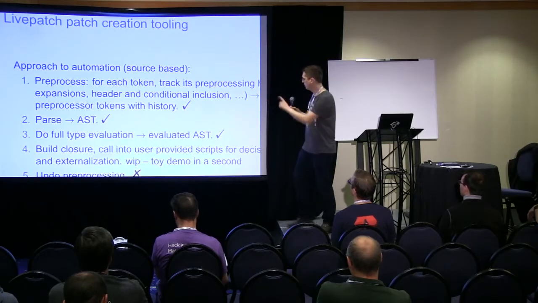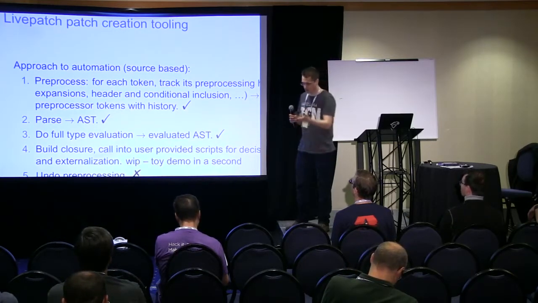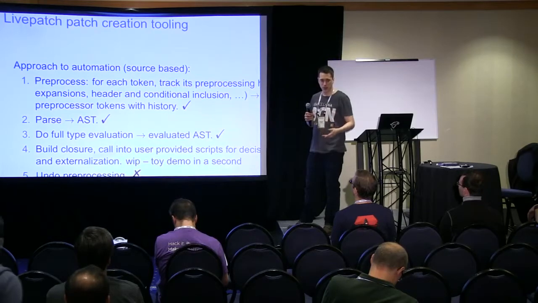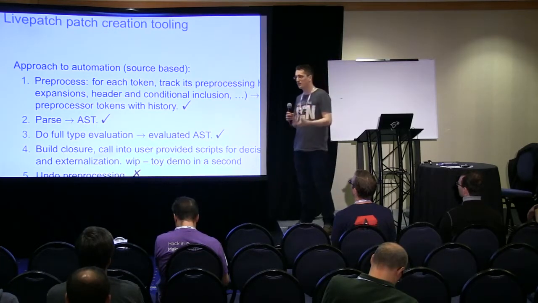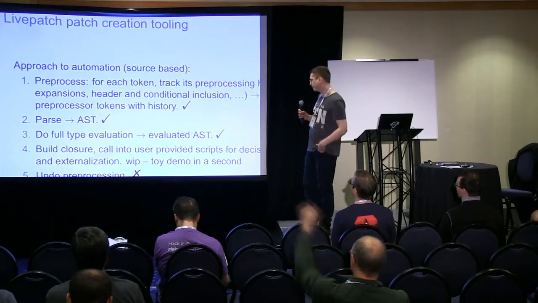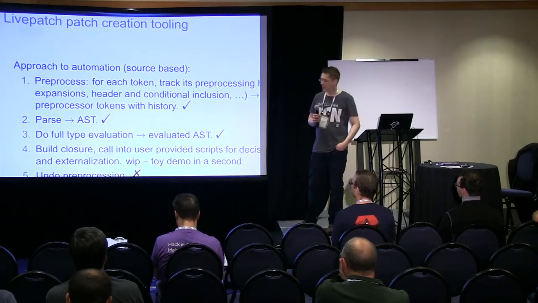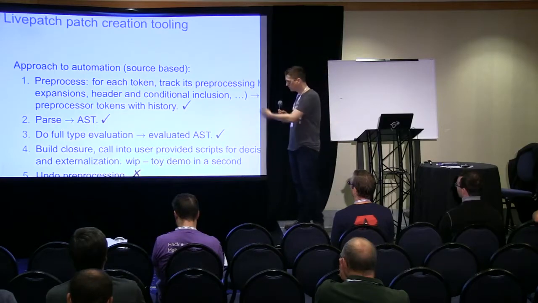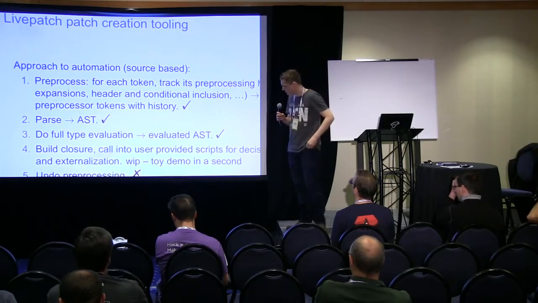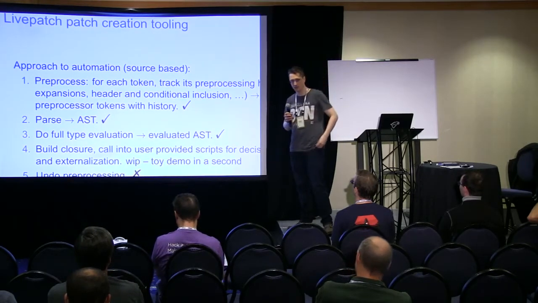By the way, the check marks are for what's working. In the second step, we just parse that preprocessor token stream. And then we are running a full type evaluation. This is important to know which type definitions are actually needed in the live patching module. In the fourth step, we build the closure, which just means we copy everything needed together, automated, and I have a toy demo for that. And in the fifth step, that's the last one, which is slightly cut off, we'll be undoing the pre-processing, and I haven't implemented that yet.